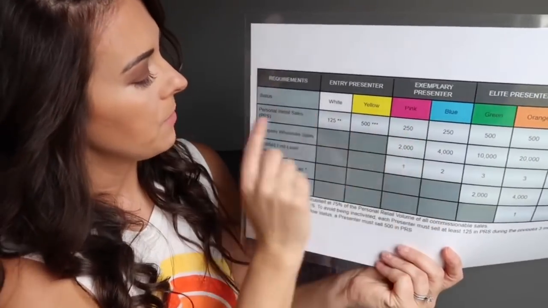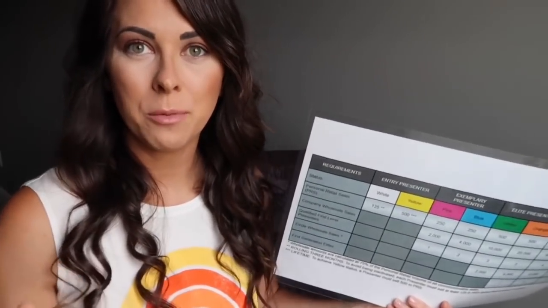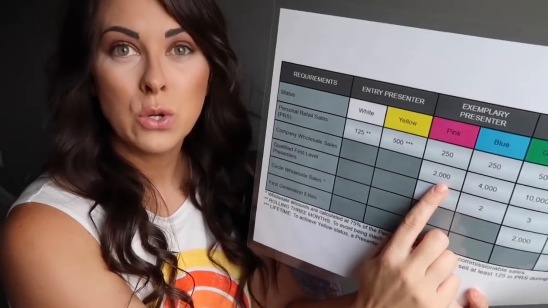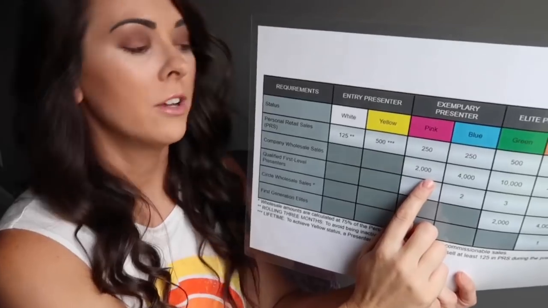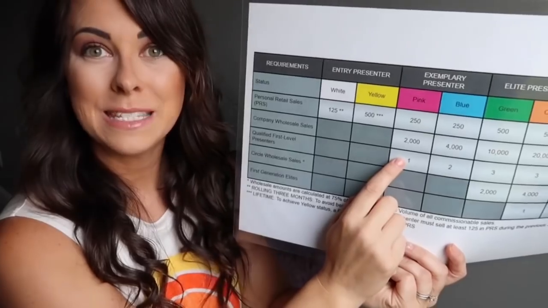Company wholesales, remember this is everybody on your team, 75% of their PRS added together. That number is 2,000, okay? 2,000 US dollars or 2,000 points if you're in another market. And then the last one is qualified first level presenters, and that needs to be 1 for pink status. Now you may be wondering, what is a qualified first level presenter? Well, a qualified presenter is someone who has 125 US dollars in sales for the month, or if you're in another market, 125 points for the month. Just like pink and up start over, the qualified status starts over.